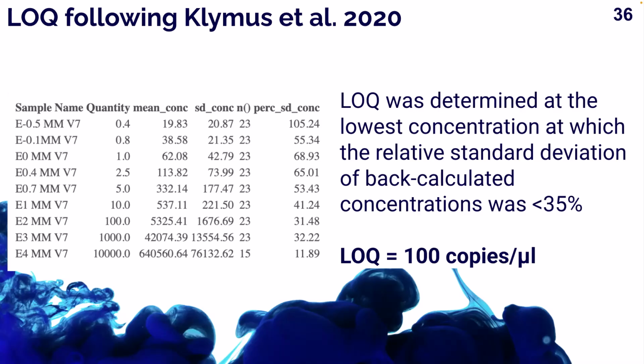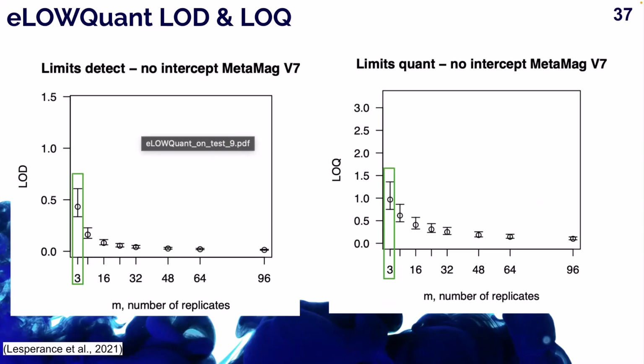Now that we have those data, we also wanted to see what our limit of detection and limit of quantification were if we ran them through the ELO quant calculations. This calculation uses a statistical model to determine the LOD and LOQ in low copy number eDNA samples. Using that same data, looking specifically at three replicates, because we ran all of our samples in triplicate, we see that our limit of detection is a little less than 0.5 copies per reaction, and our limit of quantification is about 1 copy per reaction, which is really, really sensitive.